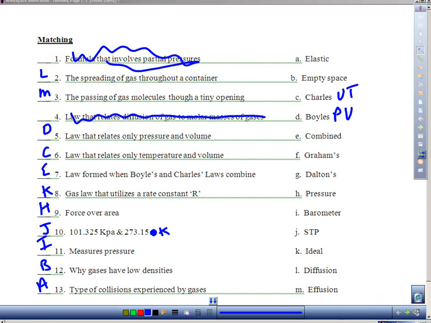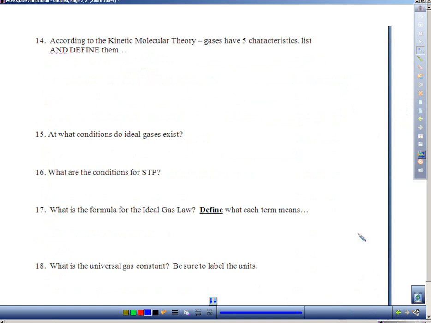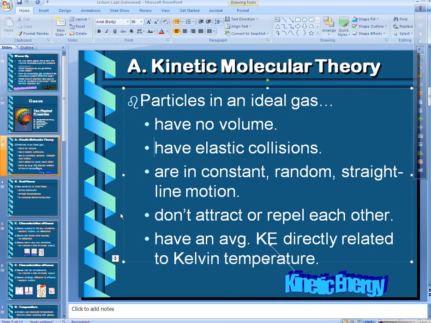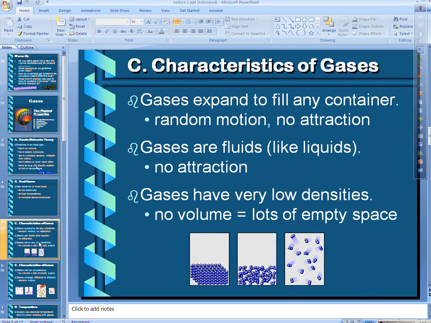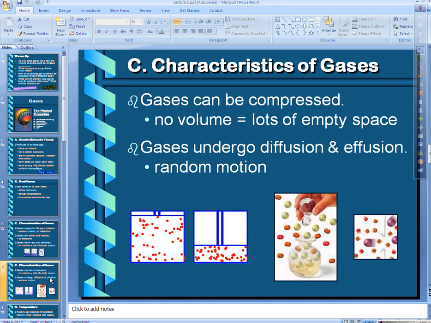Okay, so the next part is number 14. According to kinetic molecular theory, gases have 5 characteristics. List and describe them. So there's 2 of them that I want you to do. They have no volume, they have elastic collisions, constant random straight line motion, don't attract or repel each other, and have an average kinetic energy directly related to Kelvin temperature. They also expand to fill any container, because of that random straight line motion. They're like fluids, so they have no attraction. They have very low densities, so there's no volume. They undergo effusion and diffusion, and they can be compressed. Again, pause it if you want to get more.